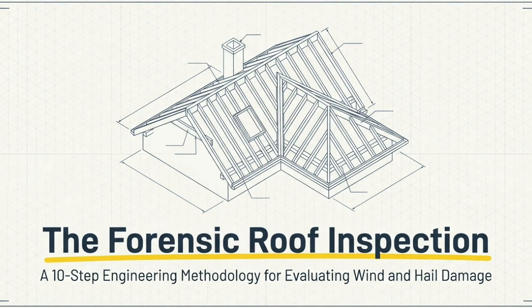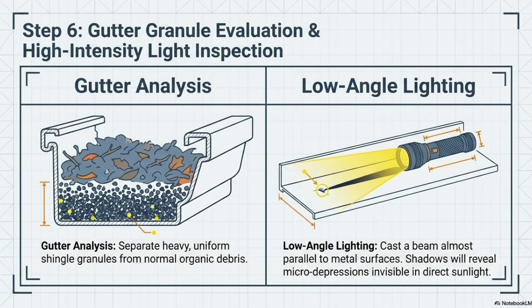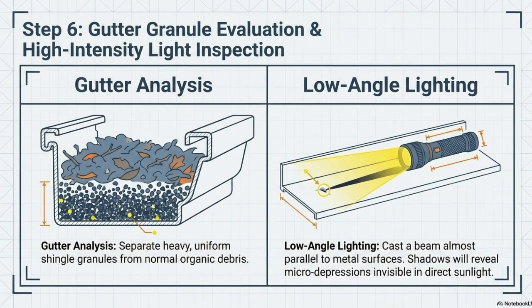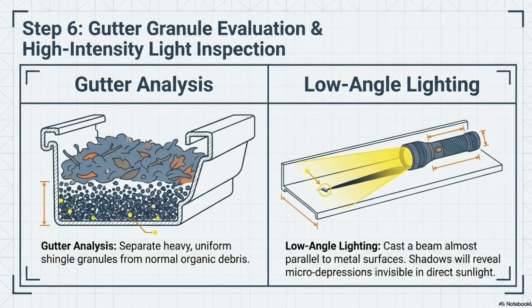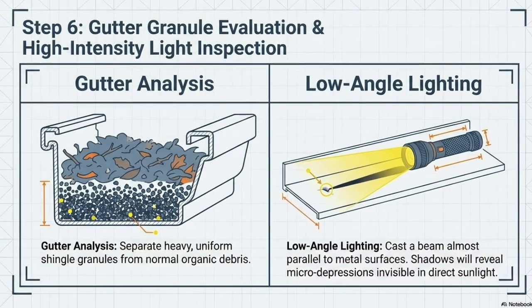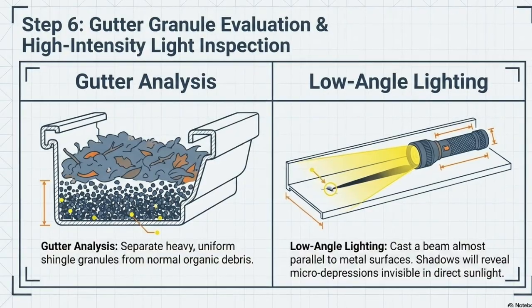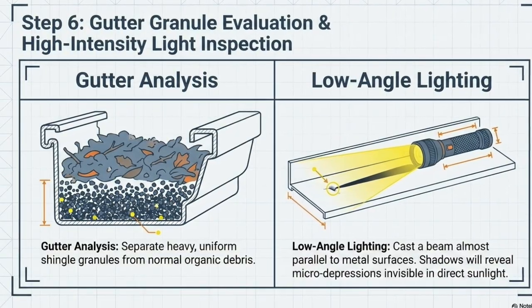We need to track down the material that was violently displaced. The granules. Yes. When a piece of hail crushes an asphalt shingle, it dislodges those protective ceramic granules. And gravity takes over. Yes. Gravity and the accompanying rain wash those granules right off the slope of the roof and straight into the gutters. So we are back at the edges.